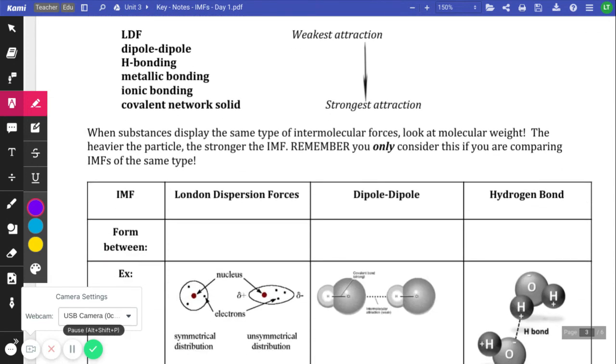Now, if I have 2 molecules and I ask you which one has stronger forces of attraction between the molecules, and it's the same IMF, we have to look at the molecular weight. The heavier the particle, the stronger the IMF. But we only compare them that way if we are comparing the same type of IMF.